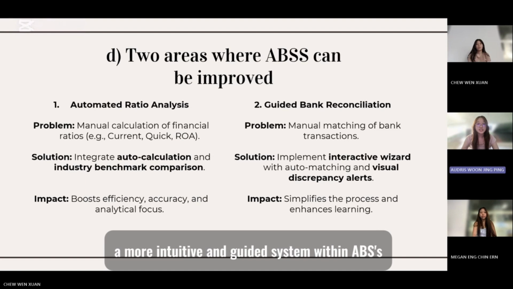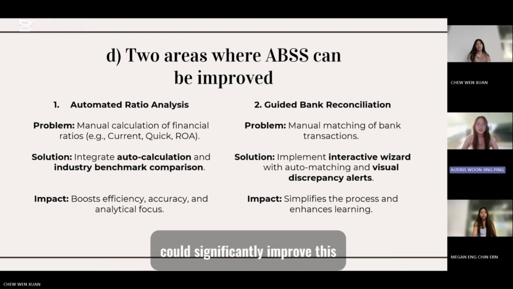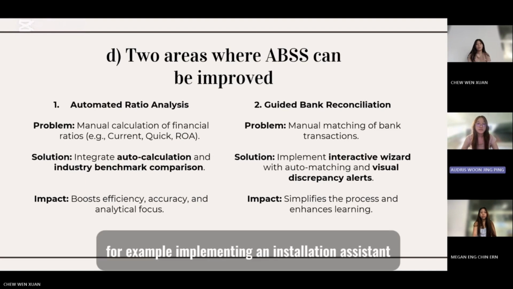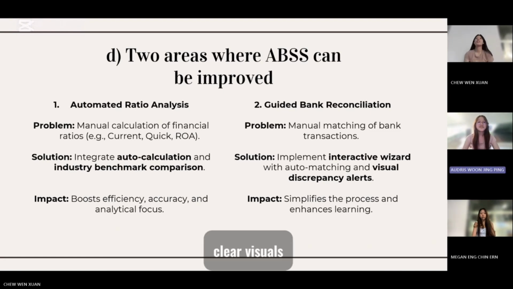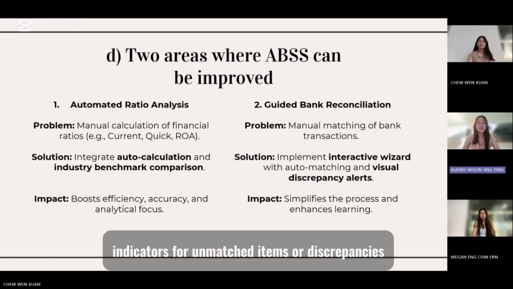A more intuitive and guided system within ABSS could significantly improve this. For example, implementing an assistant that offers automated matching suggestions for transactions based on criteria like amount and date will reduce manual effort and potential errors. Clear visual indicators for unmatched items or discrepancies will also make it much easier to identify and resolve outstanding issues. This enhanced functionality would not only simplify the reconciliation process, but also provide a clear learning experience for students navigating this critical accounting task.